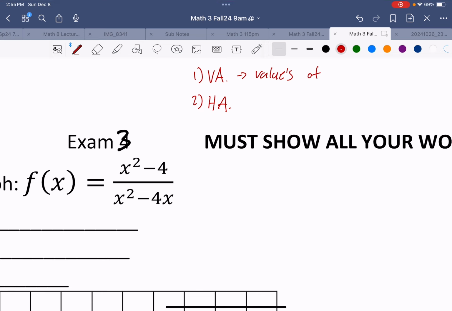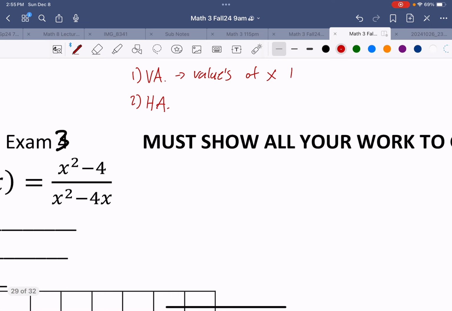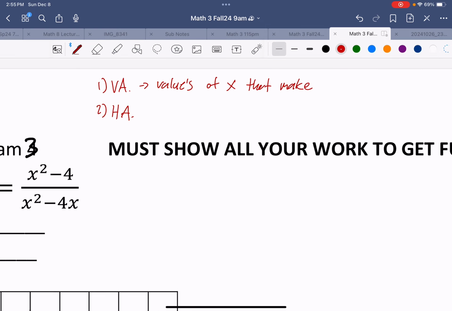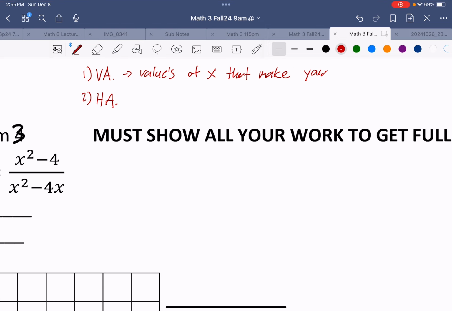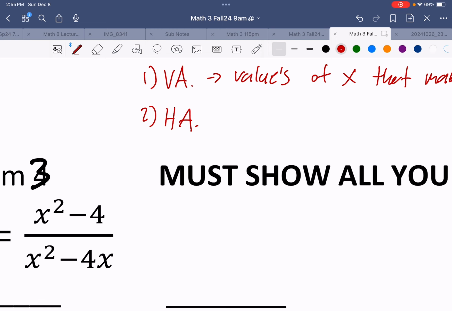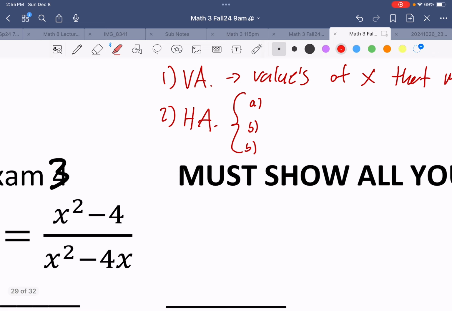Values of x that make your denominator 0, right? And for the horizontal asymptote, it was 3 cases, right? There were 3 different cases we talked about, and it had to do with the degree of the numerator and the degree of the denominator.